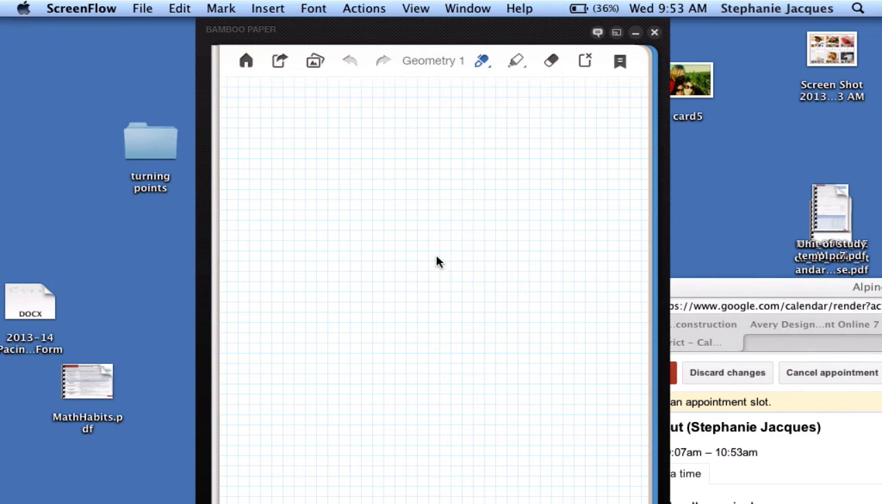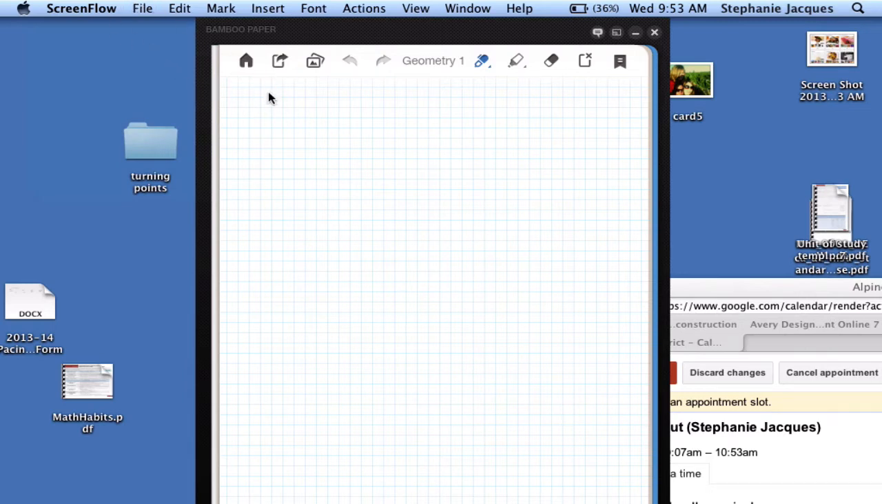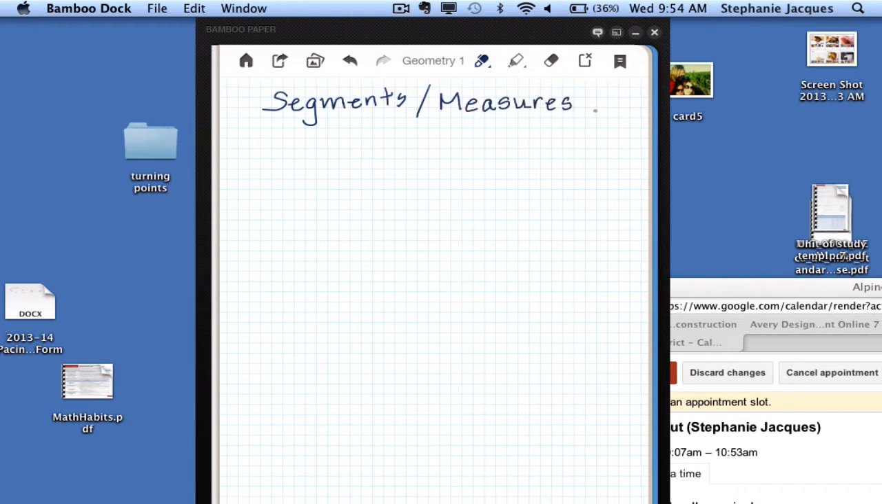Hi, today we're going to learn about segments and their measures. So, in your composition book, go ahead and title it Segments and Measures. So remember we learned that a segment was just a line that ended. So you put your little dots on the end, and that's a segment.